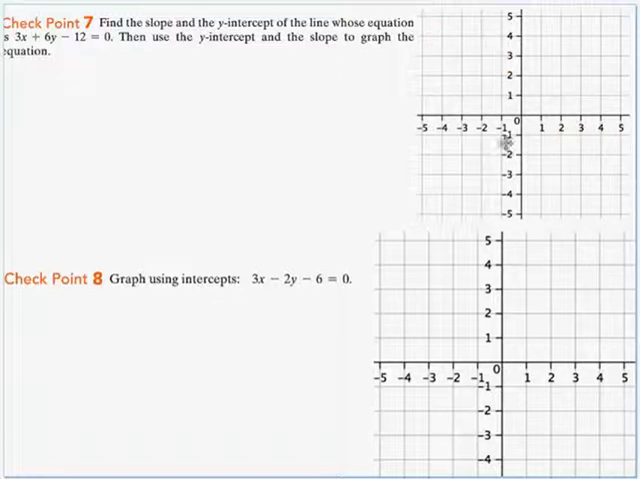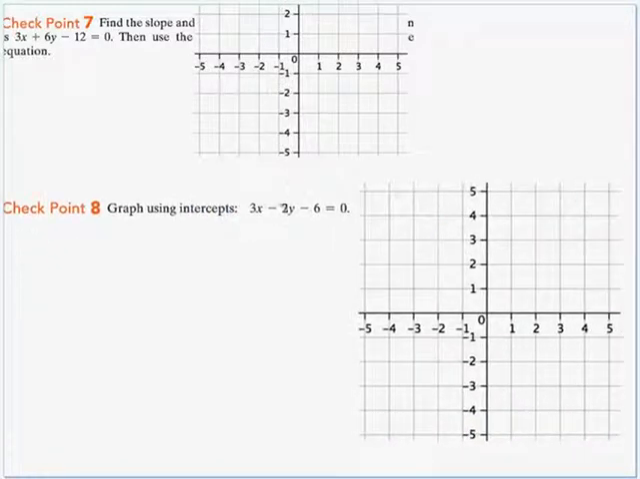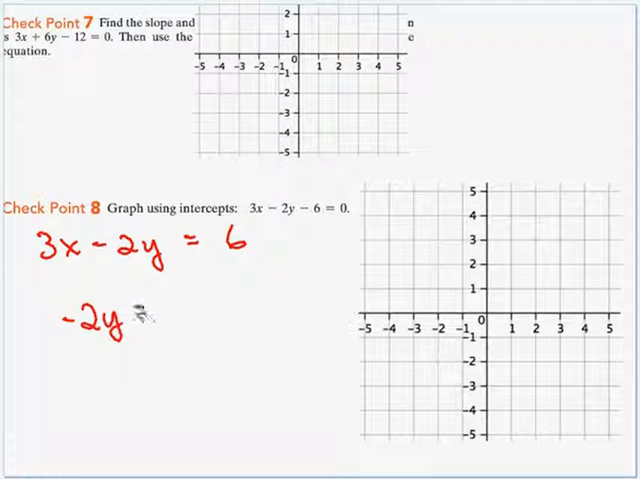So here we have one that says graph using intercepts. First I'm going to get that 6 out of there. I'm going to add 6 to both sides. So now it's equal to positive 6. And if I cover up my x, I see minus 2y equals 6.